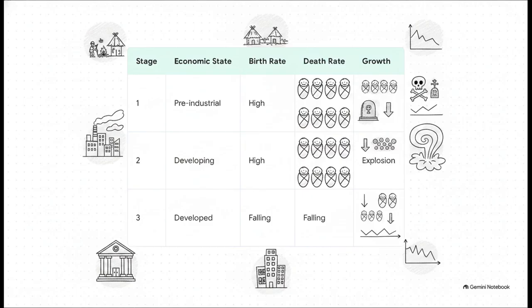Economic development brings way better medicine, so the death rate just plummets. But social attitudes haven't caught up yet, meaning the birth rate stays incredibly high. High birth rate minus a falling death rate? That equals a massive population explosion.